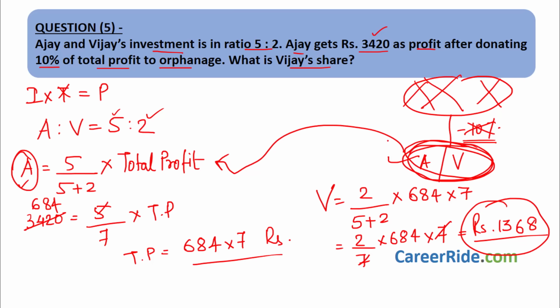Now, if they ask how much was the overall profit before giving out the donation, then after finding this total profit, you will add 10% to it, and then you will get the total overall profit over a year. But they have not even asked what exactly the total profit is. They just want Vijay's share, which is this one. So you need not consider all this stuff. This is not useful.